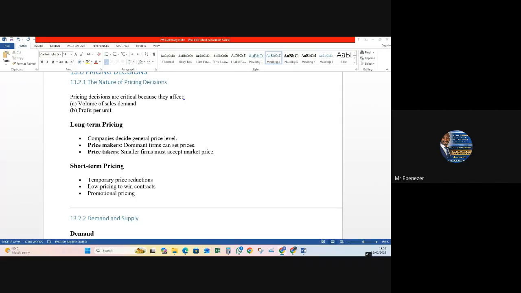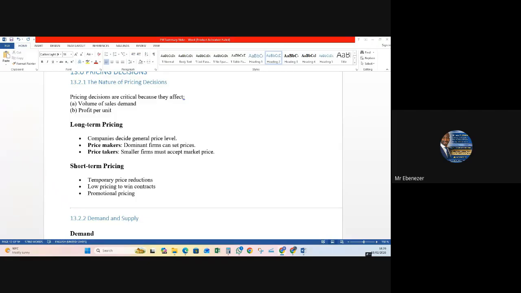Now, we also have the price takers. The price takers are small firms. They cannot make a price. They can only accept the market price. Whatever the market says is what they accept. So that's what we have on price makers and price takers.